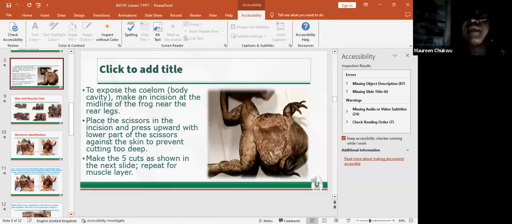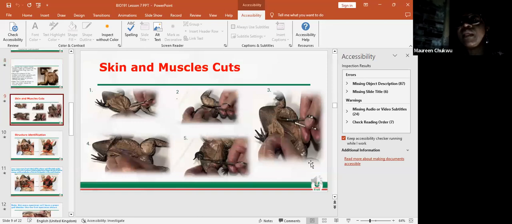Now, to expose the body cavity, make an incision on the midline of the frog near the rear legs. Then place the scissors in the incision and press upwards with the lower part of the scissors against the skin to prevent cutting too deep. Then make the 5 cuts as shown in the next slide. Repeat for the muscle layer, as here.